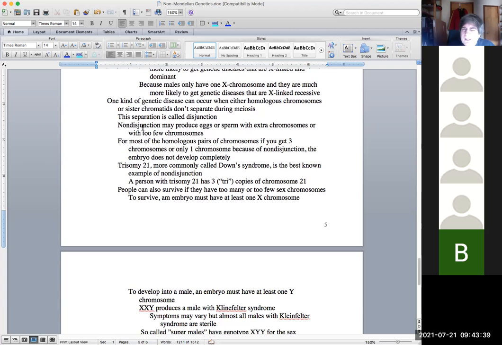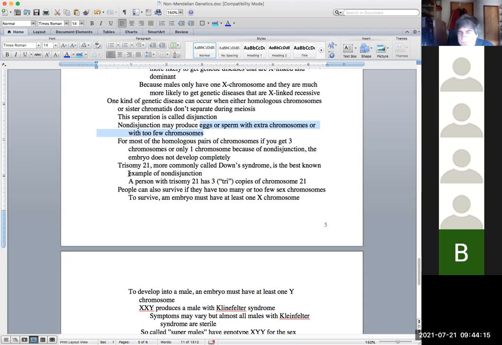And finally, another thing to keep in mind is there's another kind of genetic disease that you can get when the homologous chromosomes or sister chromatids don't separate during meiosis, when you're making the eggs or the sperm. Their separation is something called disjunction. So non-disjunction means they don't separate. So what happens if they don't separate? You're going to get some eggs or sperm that have either extra chromosomes or not enough chromosomes.